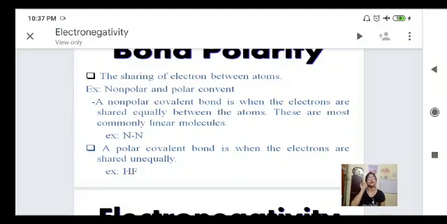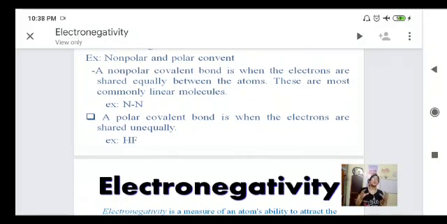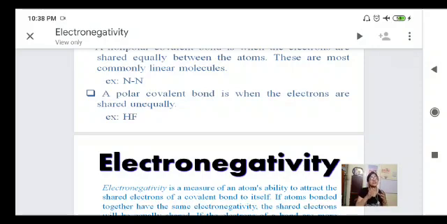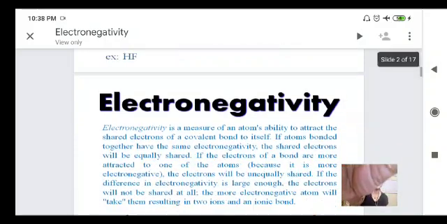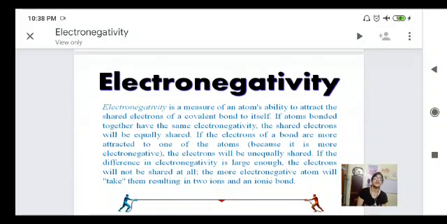Now considering a polar covalent bond, it arises when the bond is formed between two different atoms. For example, hydrogen and fluorine, HF, hydrogen fluoride. In this case, fluorine has more electronegativity, so the bonded pair of electrons will be more shifted towards fluorine rather than hydrogen, forming a polar covalent bond. Although it is a covalent bond, the electron pair is unequally shared, so it is called a polar covalent bond. Now coming to the term electronegativity, what does it mean?